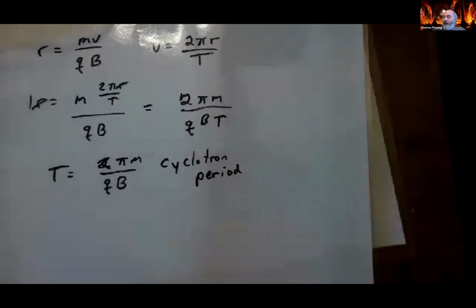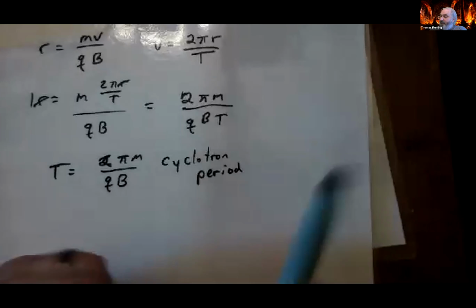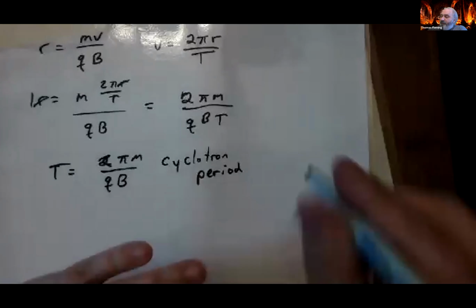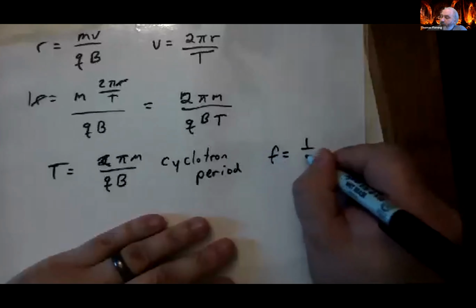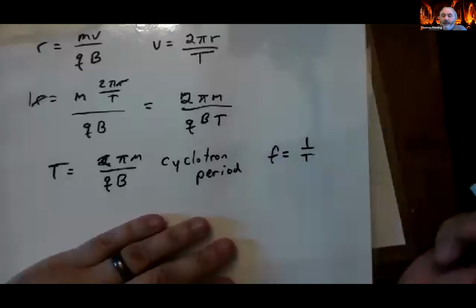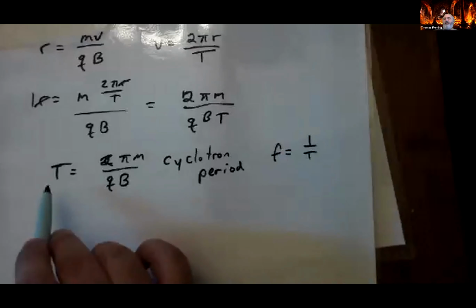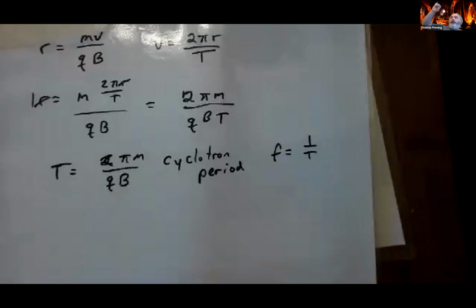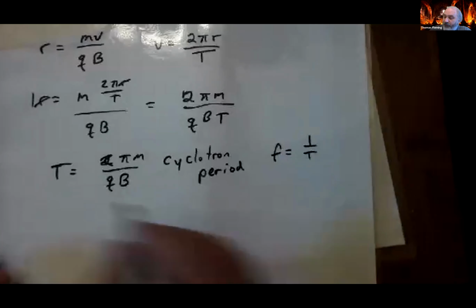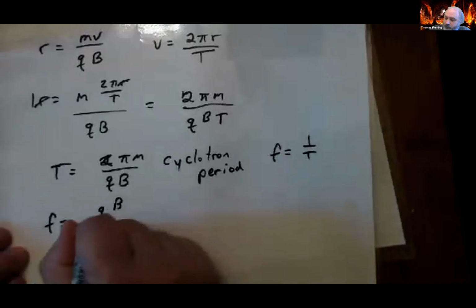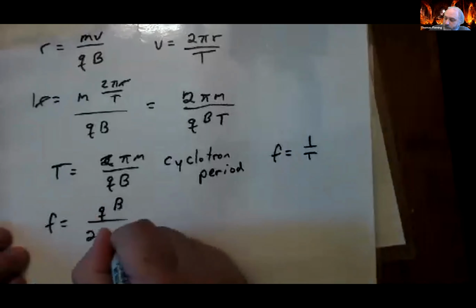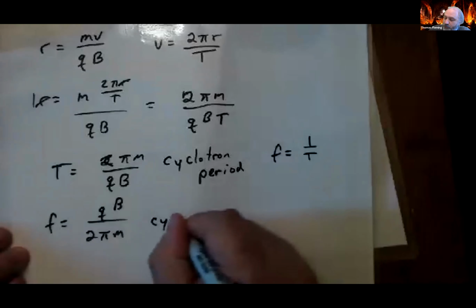Now, of course, we also know from last semester that for periodic stuff, the frequency is 1 over the period. If the period is the time for one loop, the frequency is the number of loops per amount of time, per second. So if I flip this, that's called the cyclotron frequency.